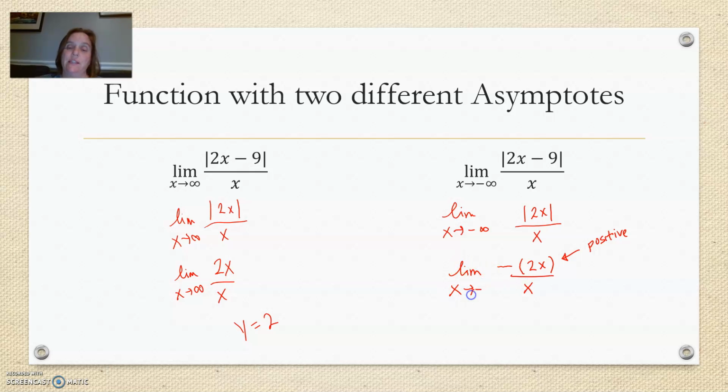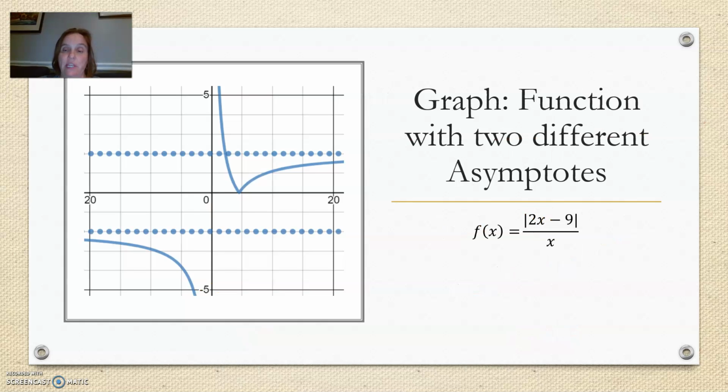I don't change the sign in the denominator, that would still be just an x, but now my asymptote is at y equals negative 2. Here's what that looks like graphically. I can see that I have a horizontal asymptote at y equals 2 in the positive direction and at y equals negative 2 in the negative direction.